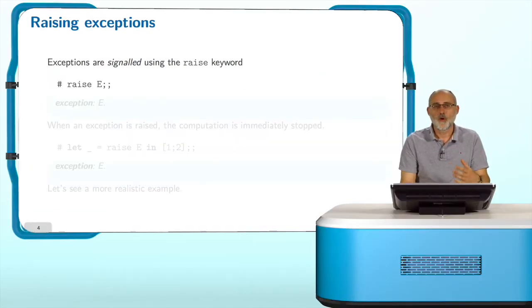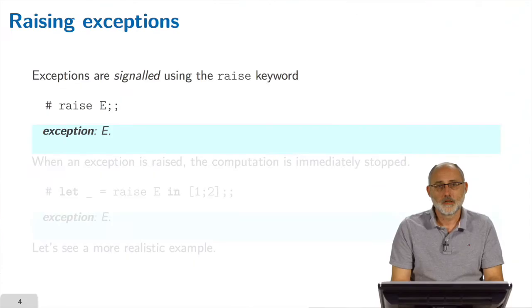Well, once you have defined an exception, the first thing you can do with it is to raise it. I mean, you can tell the system, I have found an exception, exception E, please stop everything and tell the world. To signal this exception, you use the raise keyword. So like here, raise E. The system now answers exception, colon, E, saying I have stopped the computation because I got an exception, and this exception is E.